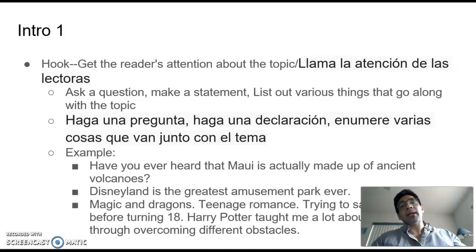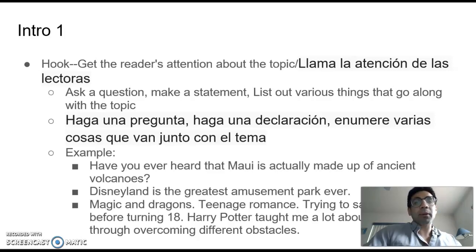So we got the hook. What is the hook? The hook is to get a reader's attention about the topic. Llama la atención de los lectores. So we ask a question. You make a statement and list out various things that go along with the topic. So, haga una pregunta, haga una declaración, enumere varias cosas que van junto con el tema.